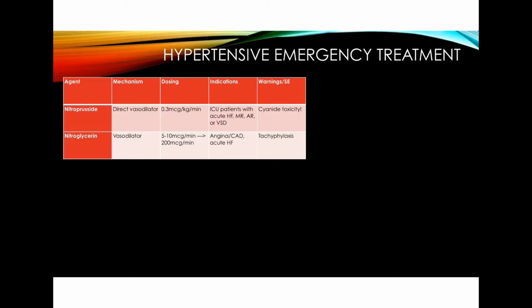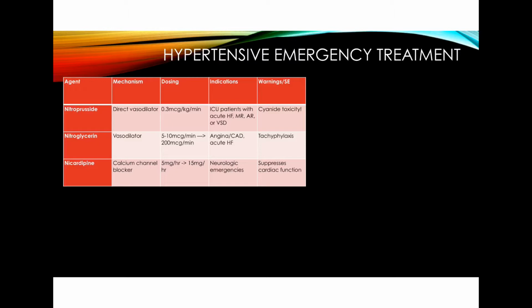Nitroglycerin, often given as an IV infusion, is a very common drug that's preferred in patients who present with anginal pain and hypertension, or hypertension associated with acute decompensated heart failure. It's very easily titratable. Its biggest limitation is tachyphylaxis, which means that 24 to 48 hours after starting an infusion of nitroglycerin, it needs to be transitioned to PO therapy, as it quickly loses its effectiveness over time.